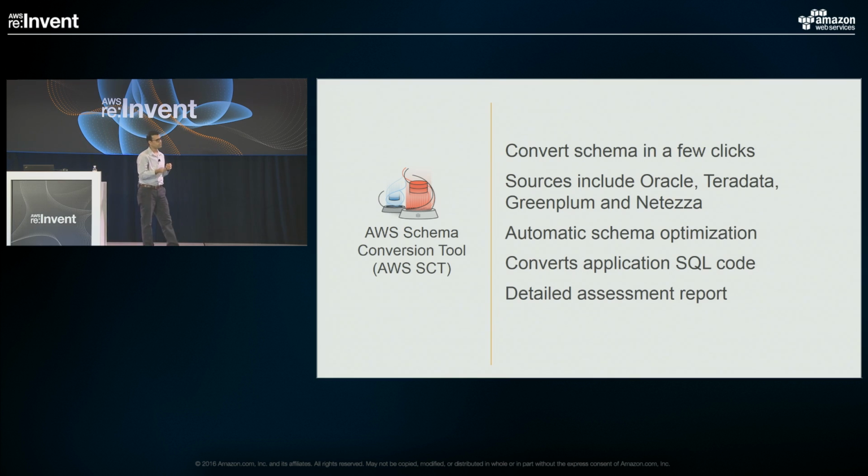We had support for Oracle and Teradata. We recently added support for Netezza and Greenplum. What this tool does is it generates a schema. It also looks at your source data and source database and the workload associated with it, cardinality, and statistics, and figures out what are the optimal sort keys and distribution keys that you need to apply.